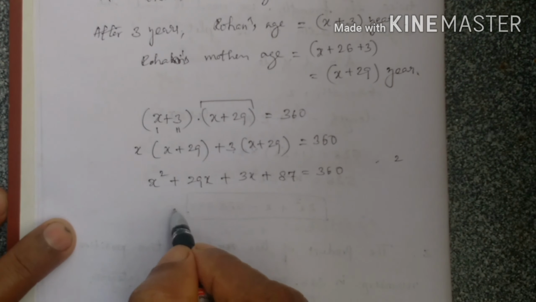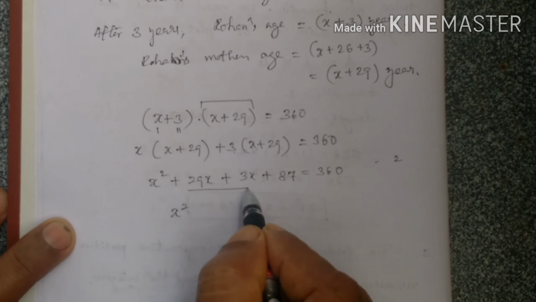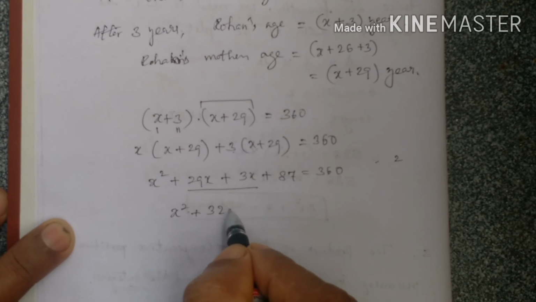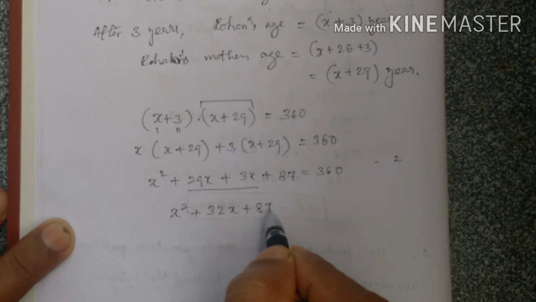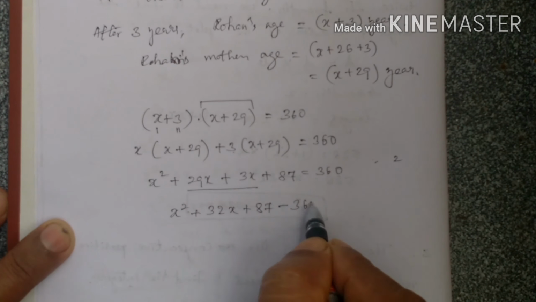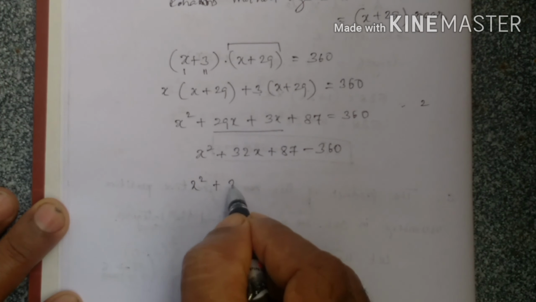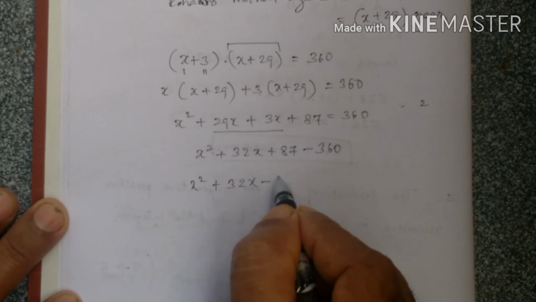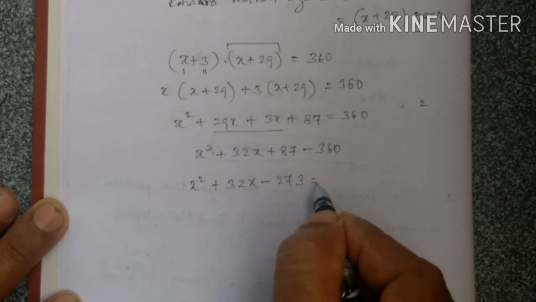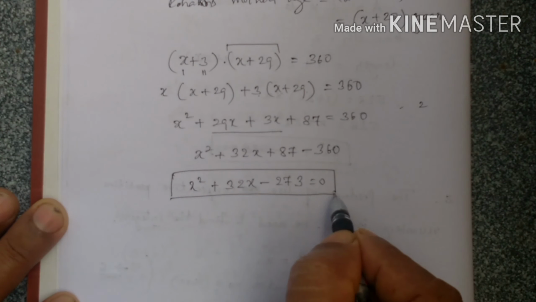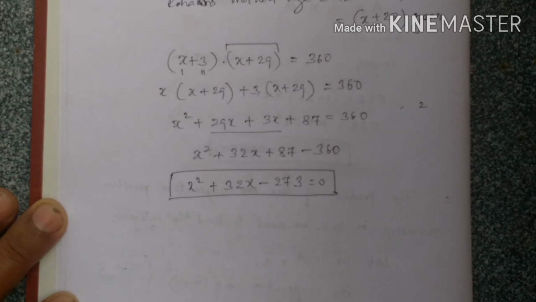Now once again write in standard form. X square, this is together, you are going to get 32X plus 87 minus 360. This is nothing but X square plus 32X minus 273 equal to 0. This is the required quadratic equation.